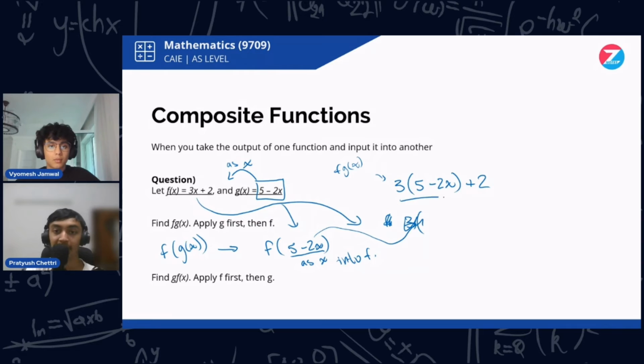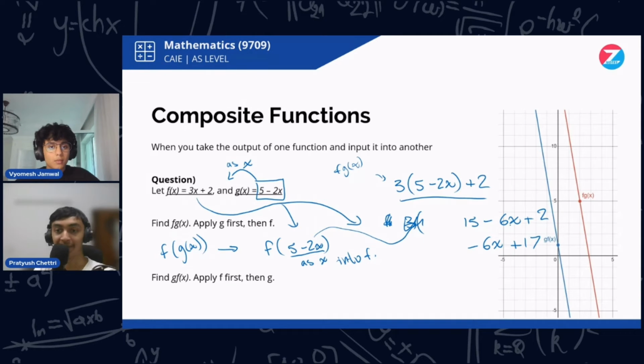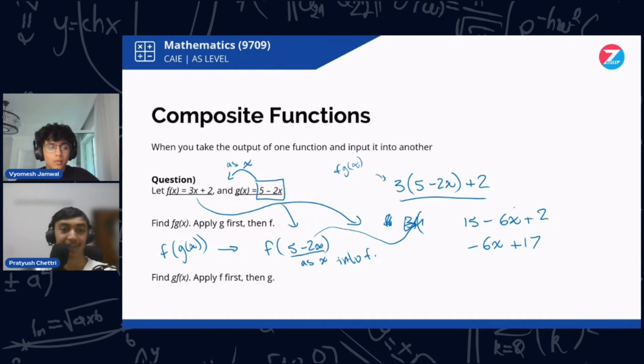But examiners don't like this, so don't write it like this. Make sure to simplify it as much as you can. So open the brackets, make that 15 minus 6x plus 2. So basically you can write minus 6x plus 17. So that's f of g of x. And what that looks like on a graph is this. Wait, no, spoilers. And now let's do the same, but in the reverse order. We're going to apply f first and then g. Remember, you're going to put g and then the value of f of x, which is 3x plus 2.